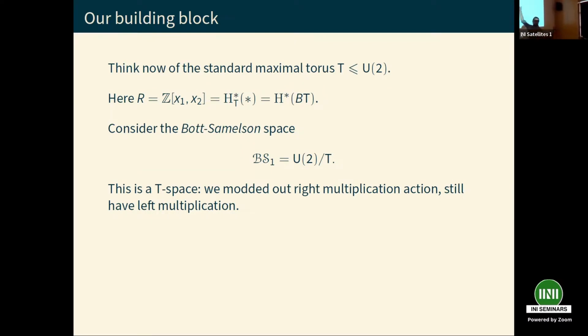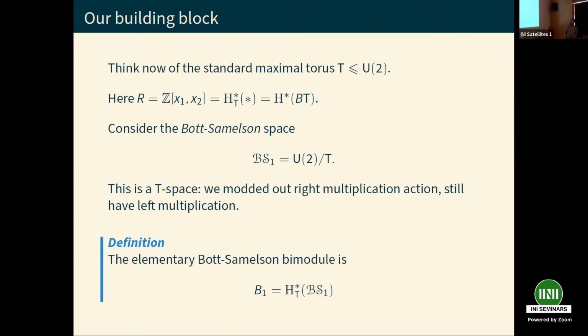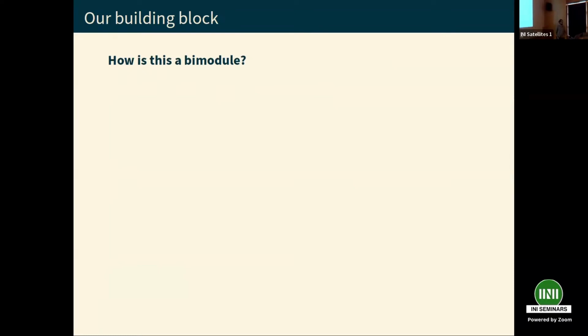Now, I modded out the right action by multiplication by T, but there is still a left action. I can multiply by elements of T on the left. So there's still a T-space, where T is the torus. And it turns out that the elementary Bott-Samuelson bimodule is also the equivariant homology of this thing. So you might be wondering, how is this a bimodule? I mean, this is equivariant homology of something. It's typically a module over the coefficients, but I'm claiming that it's a bimodule.